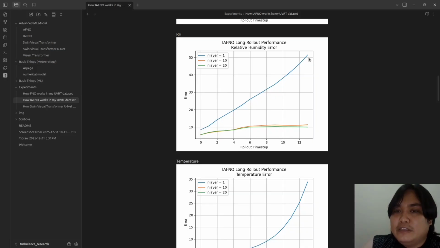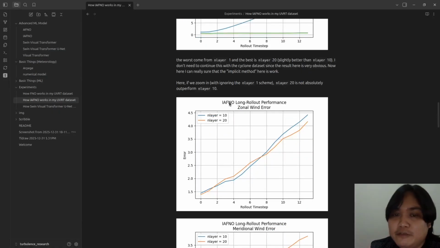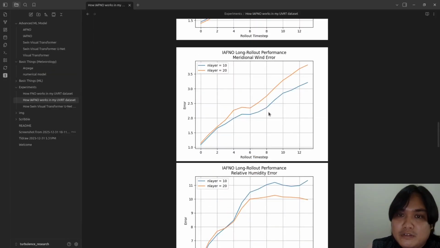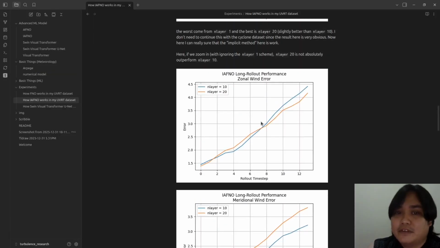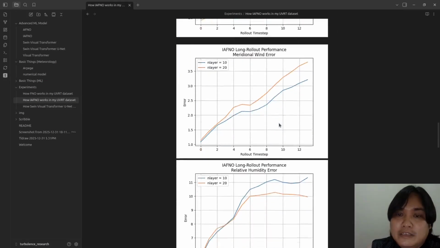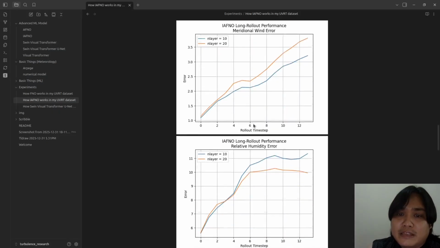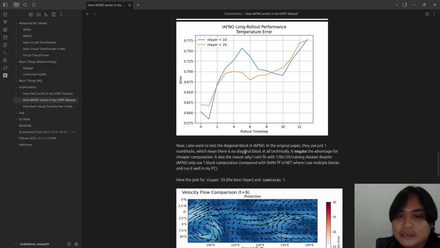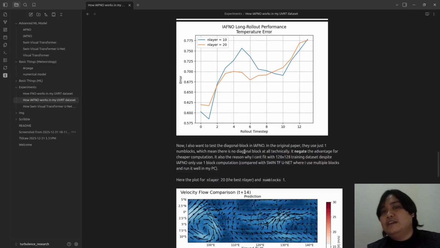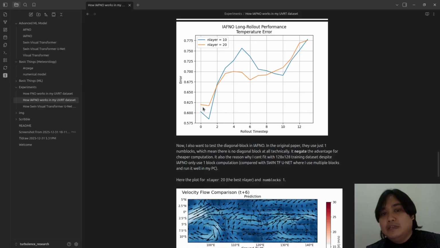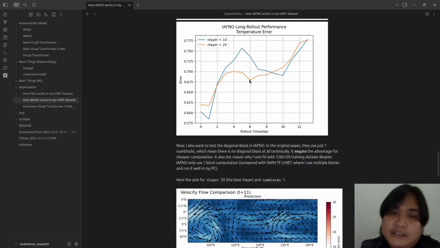And I think from this result, the implicit machine that they designed in IAFNO really works. If we zoom in between n layer 10 and 20, the result is not that different, but n layer 20 is a bit better than n layer 10. So the winner is n layer 20. And I think if we increase n layer to 30 or 40, there will be not much difference from n layer 20.